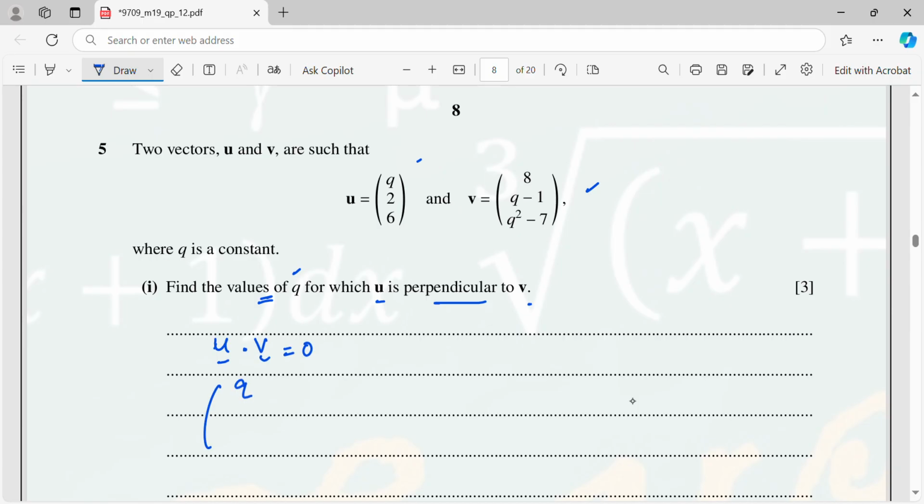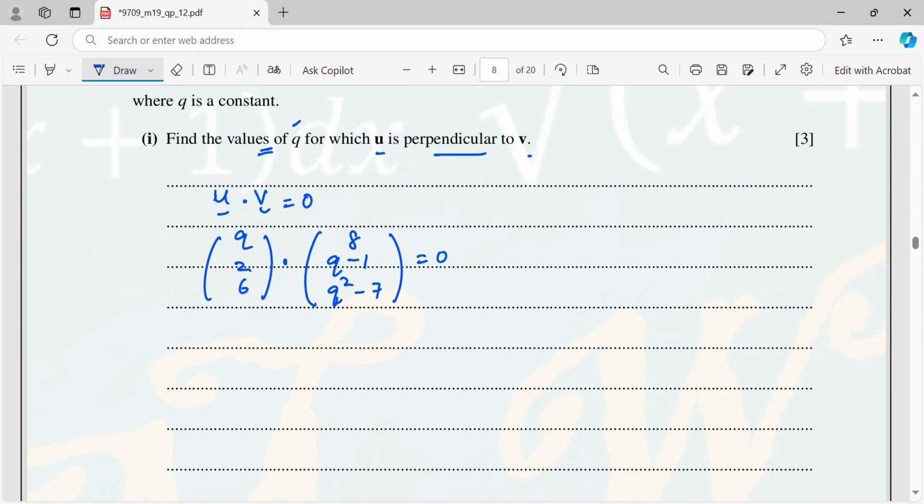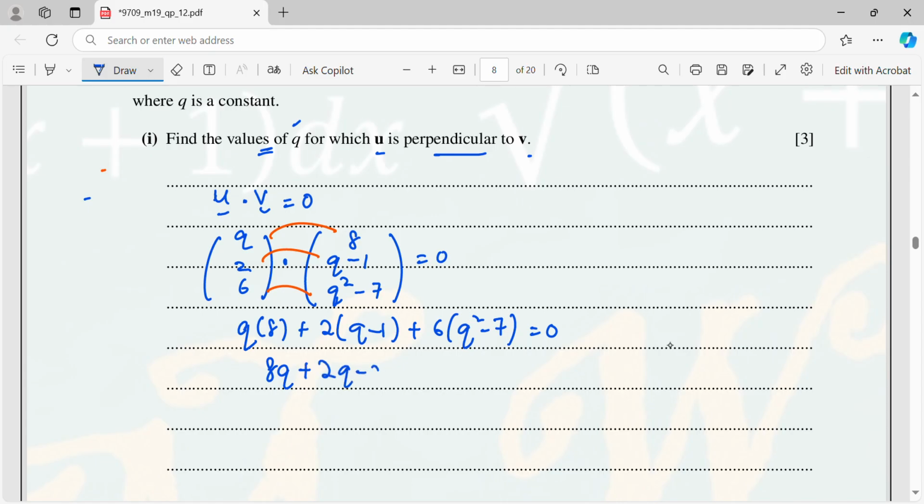So therefore I will write (q, 2, 6) dot (8, q minus 1, q squared minus 7) equals 0. So the dot product is simple. You just multiply each component, then add all together. So that means you will be getting 8 times q, or q times 8, plus 2 times (q minus 1), plus 6 times (q squared minus 7) equals 0. And do expansion. So first term is 8q. The second term I will be getting 2q minus 2. Third term, just do expansion to get 6q squared minus 42 equals 0.